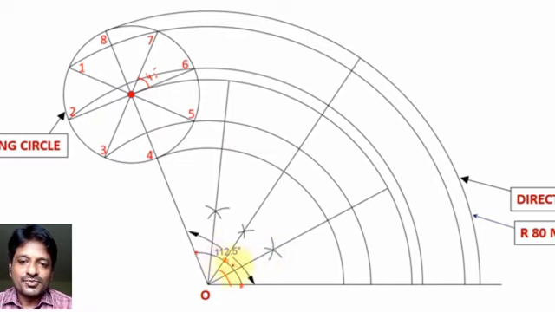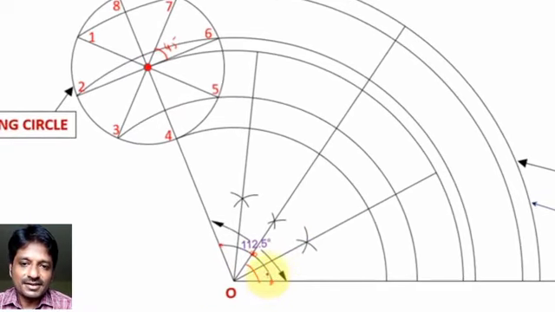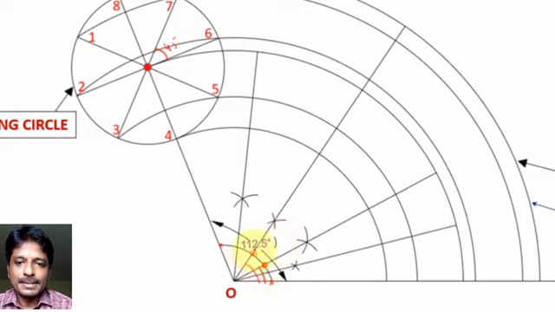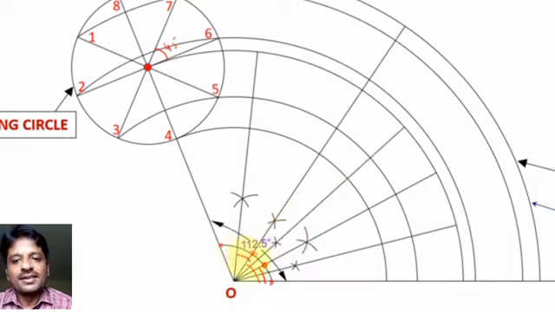Now again take the small arc over here, compass more than the half arc over here, and with the center an arc over here. Now join with O over here, and with this compass mark over here the line. In the same way you can divide this also into two equal points.